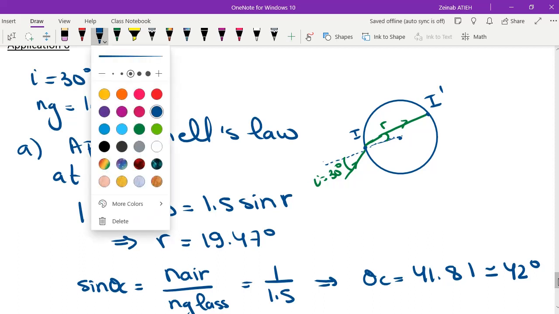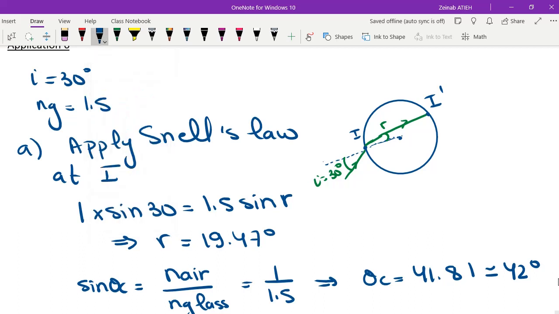First, we must draw the normal at I prime. We draw the normal. The normal always passes through the center. So this is the normal. Where is the angle of incidence? The angle of incidence is the angle between the ray and the normal. So where is it? Here it is, in red. So this is I prime.